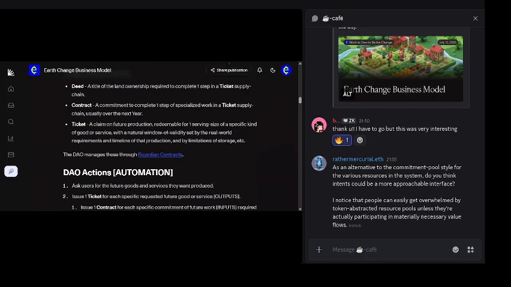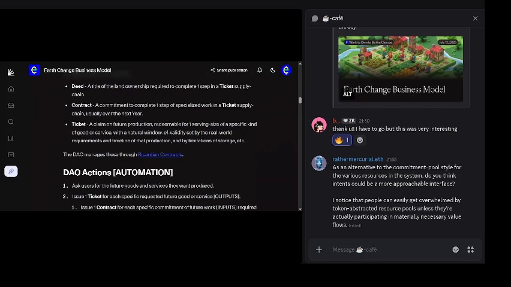There's a question there by Rather Mercurial. I don't know if you can read the chat. Okay. As an alternative to the commitment pool style for the various resources in the system, do you think intents would be a more approachable interface? I notice that people can easily get overwhelmed by the token abstracted resource pools unless they are actually participating in the material and necessary value.